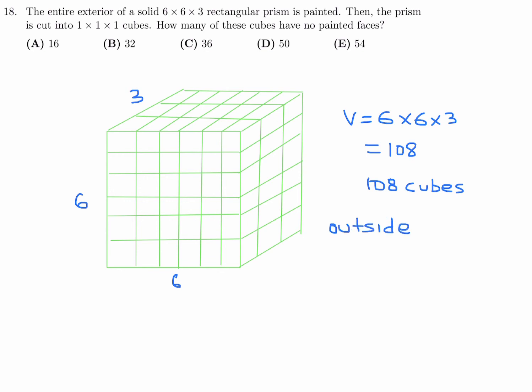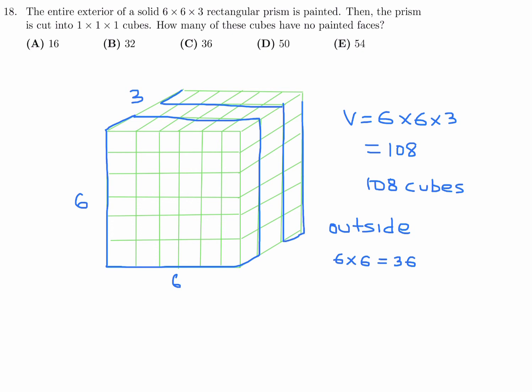Well, obviously the ones that are staring at me, so all these guys are going to be painted. I'm just looking at that slab. Well, how many are there? Well, it's 6 by 6. So immediately, I know those 36 cubes are going to be painted. And then by the same kind of thinking, the other slab back here is also going to be painted. And that's the exact same. It's another 6 by 6 slab, so another 36 will be painted.